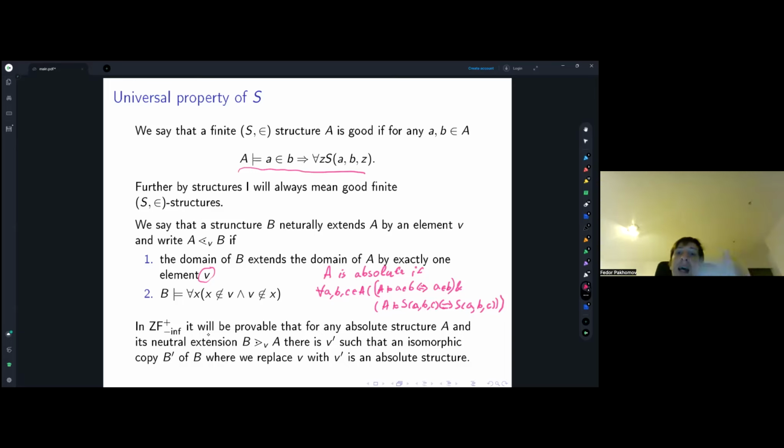No. So, okay, I'm lost. When we're working in ZF plus minus inf, all our objects are sets, right? So something is an element of something else. Sure. But at the same time, we could formalize the notion of finite structure, right? So here we're talking about finite structure. And then we're saying that a structure is absolute if it's correct about membership.